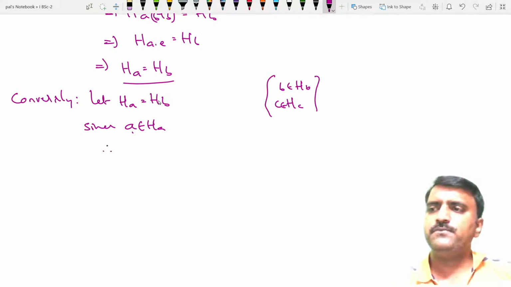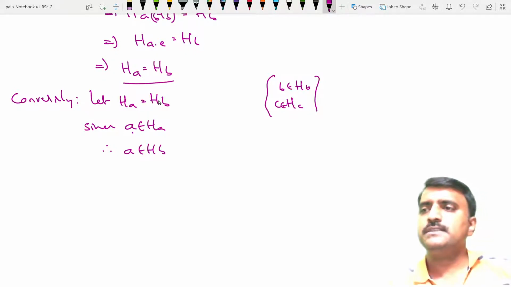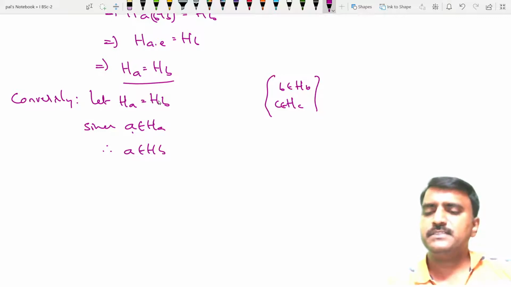Therefore, if A is an element of HA, A is an element of HB also, because HA is equal to HB, as these two cosets are the same. So if A is in HA, then A is in HB as well. Therefore A belongs to HB. That is the same thing we needed to prove. So HA is equal to HB implies that A belongs to HB. We have proved that part.